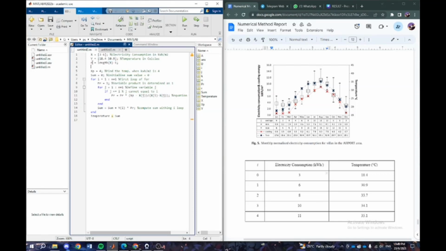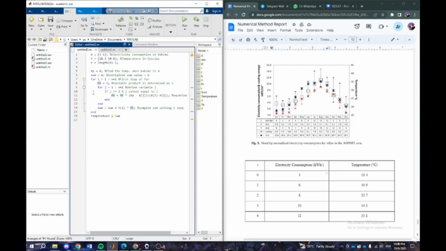And we define our xp equal to 4. This is because we want to find the temperature when the electricity consumption is equal to 4. And then we initialize our sum value equal to 0. Next, we define the first loop, which is i equal to 1. The value of i will always increase as the looping increases. The product variable is defined equal to 1.